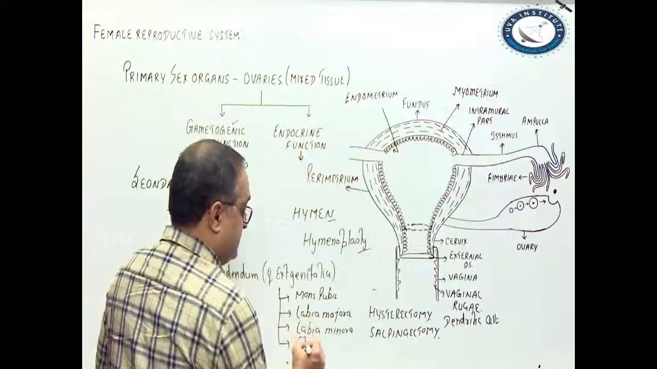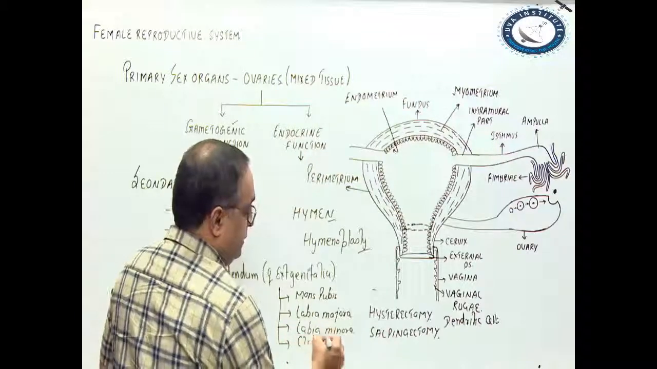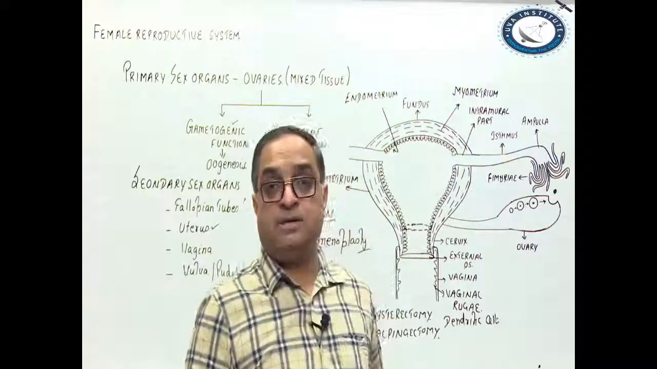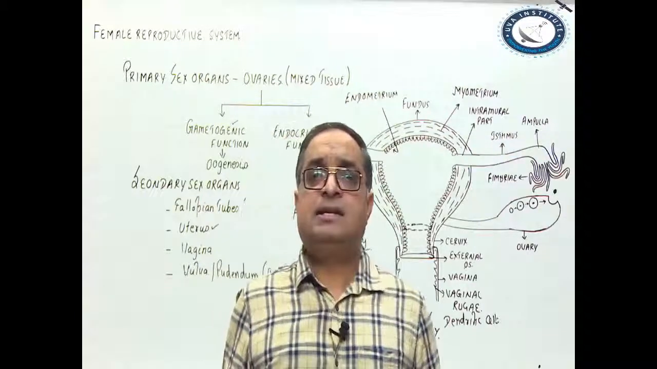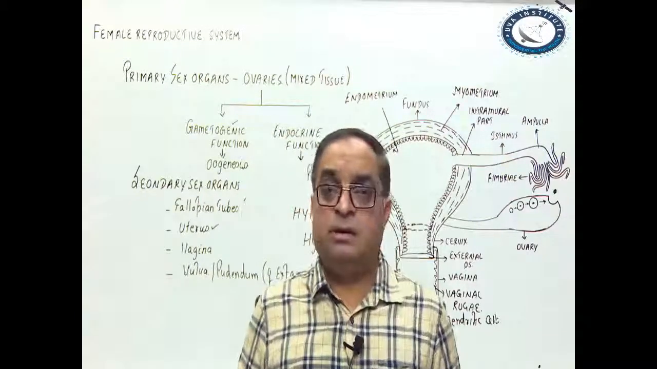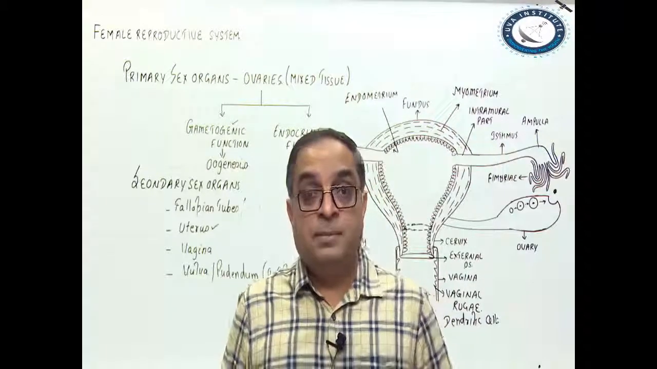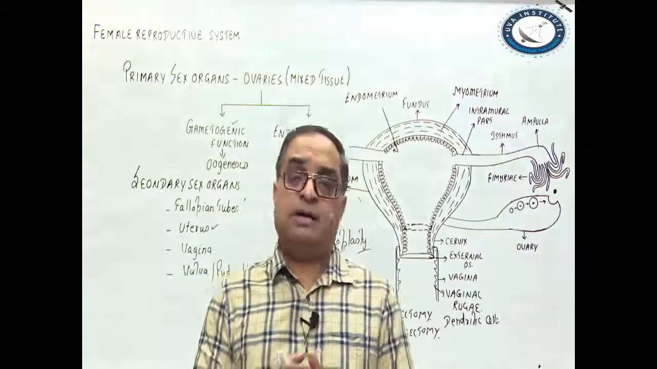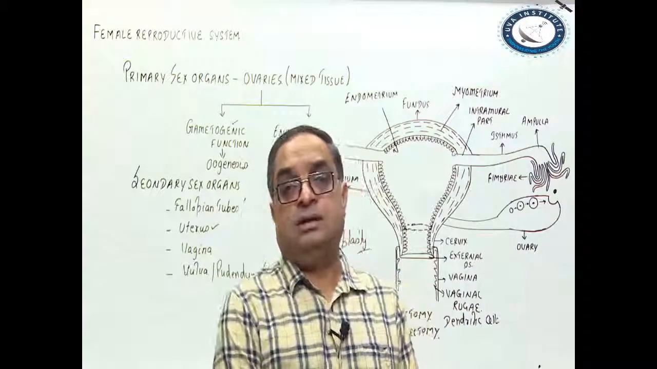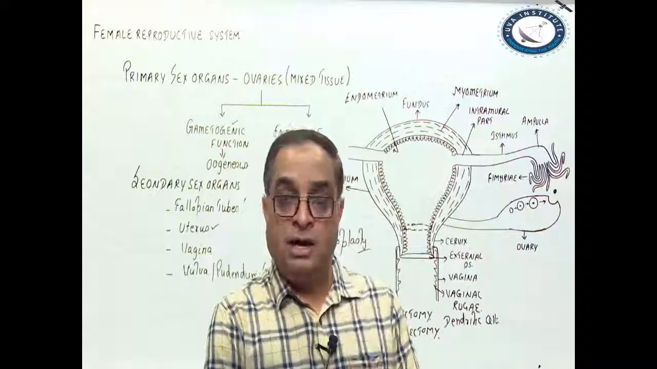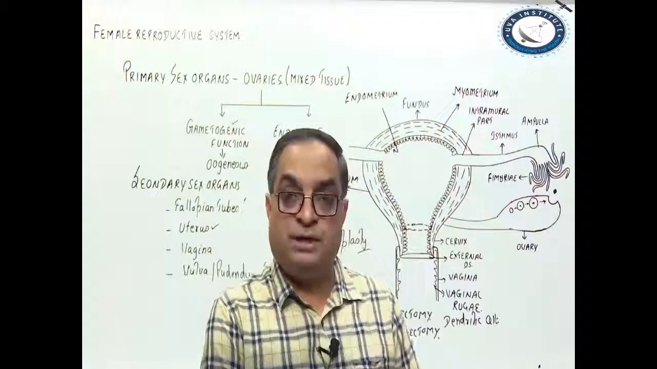There is a sensitive structure called clitoris. Clitoris is comparable to the penis of the male. It is a highly sensitive structure because it has a rich supply of nerves. It plays a role in sexual stimulation. The space enclosed by the labia minora is called the vestibule. That vestibule has the opening of the urethra and the opening of the vagina.